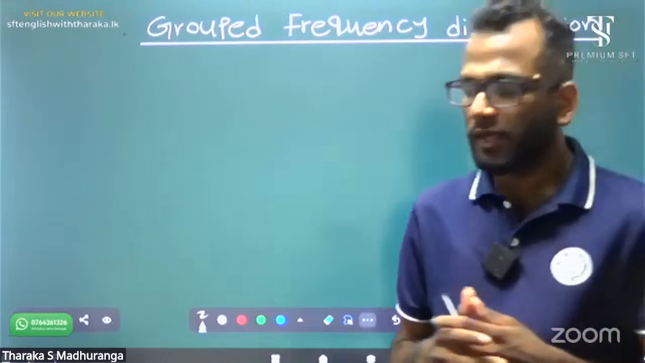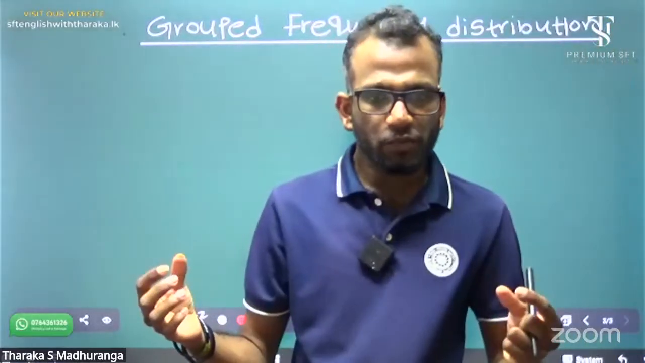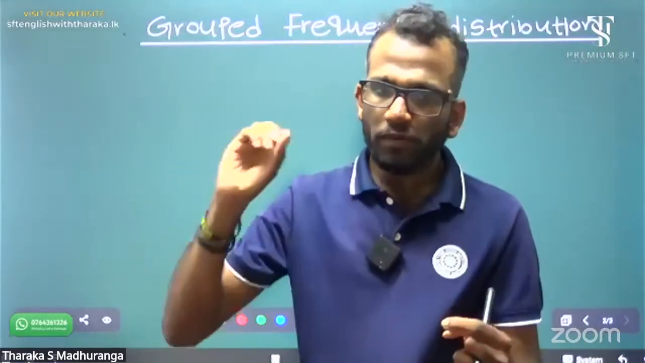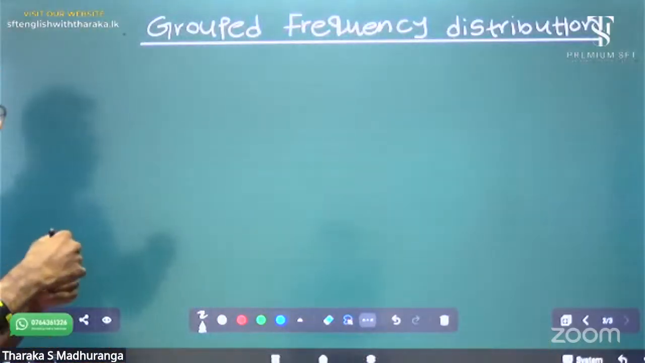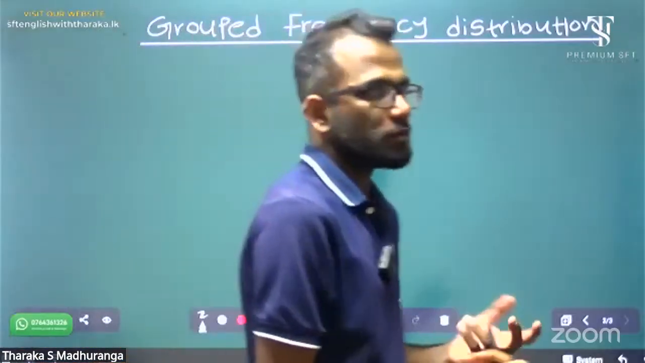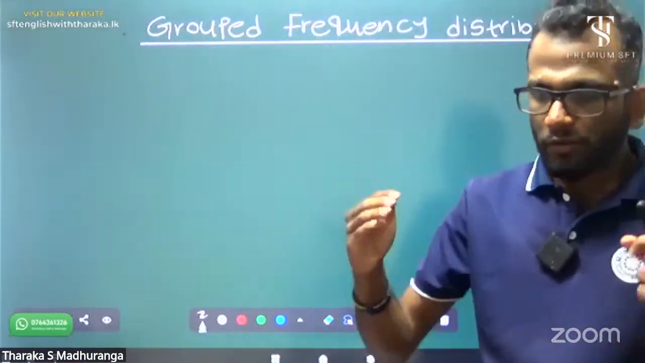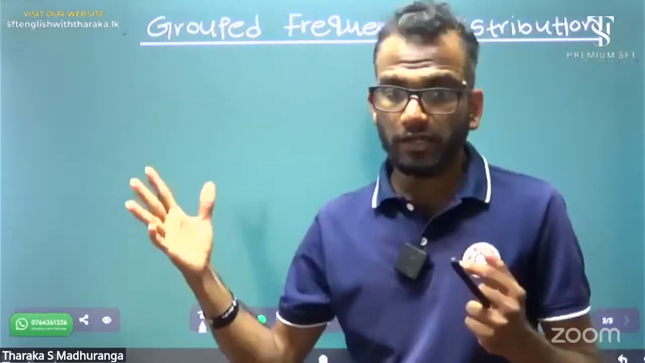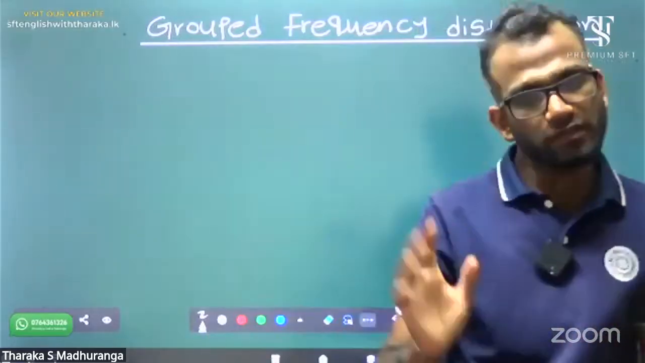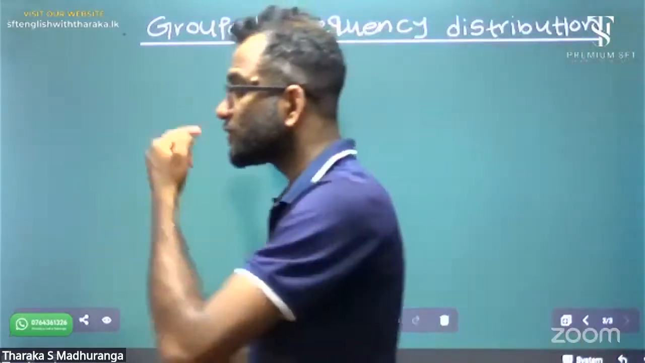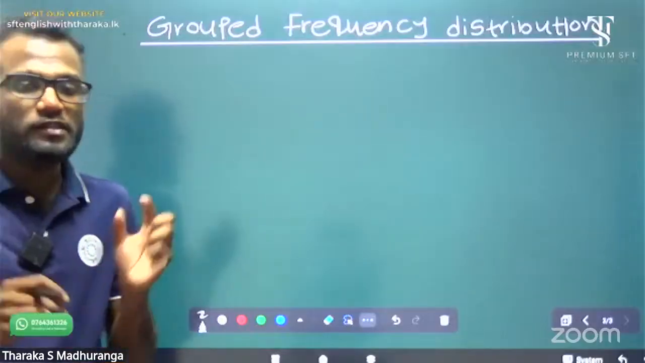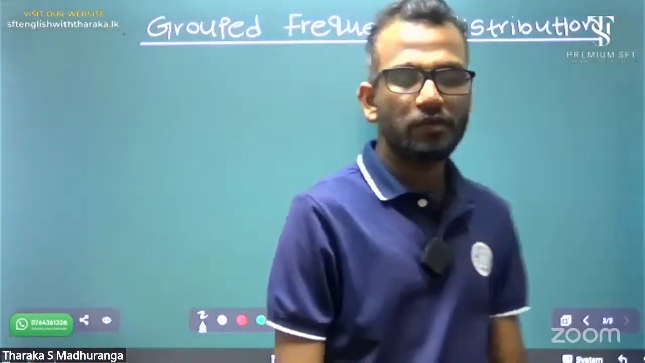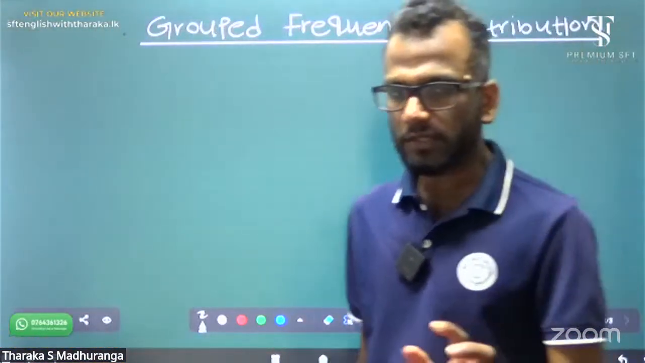I told you the simple frequency distribution method is always used for simple distributions. Simple means the number of data is less than 20 or 25. When the number of data increases to more than 20, 25, or 30, it is very difficult to use the simple frequency distribution method. We have to go for the ungrouped frequency table method.